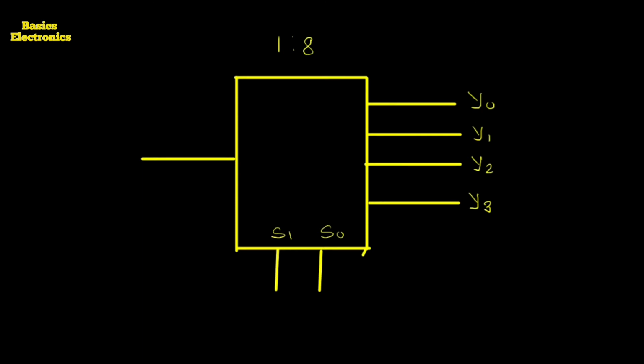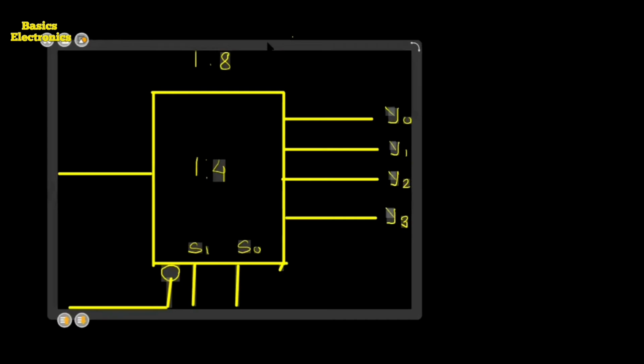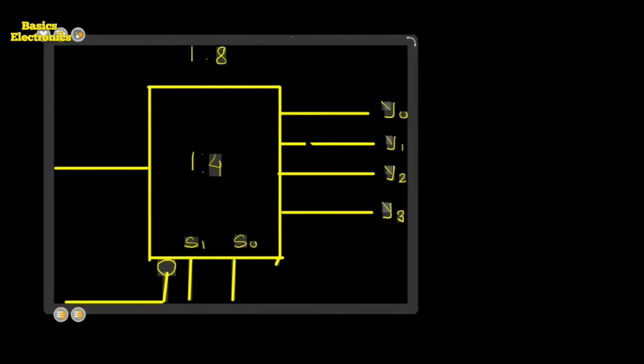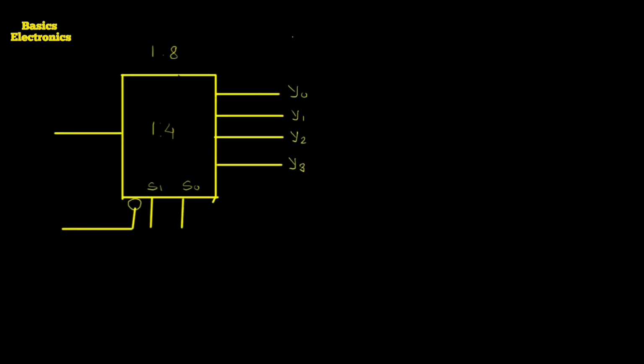Okay. So this is a one line to 4-line demultiplexer. This demultiplexer also has one extra input. That extra input is what we call a strobe input, or we call it an enable input. So this is the simple block symbol which we are using for the demultiplexer. That demultiplexer is a one line to 4-line demultiplexer.